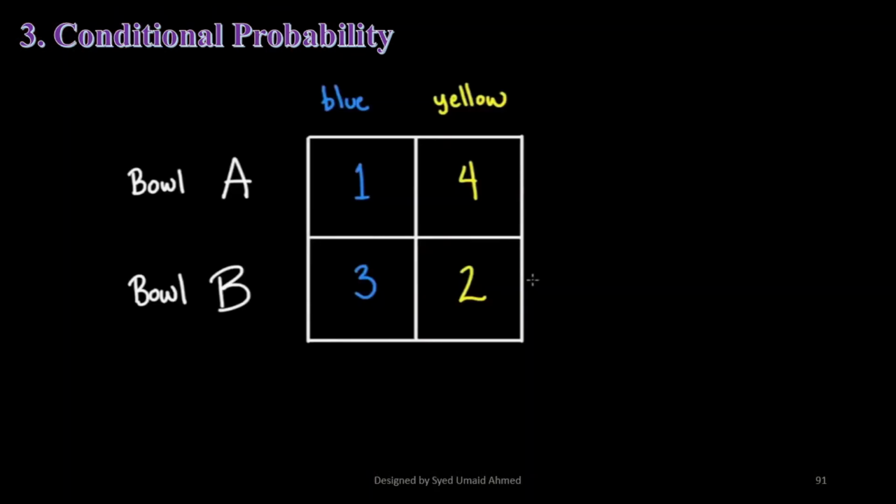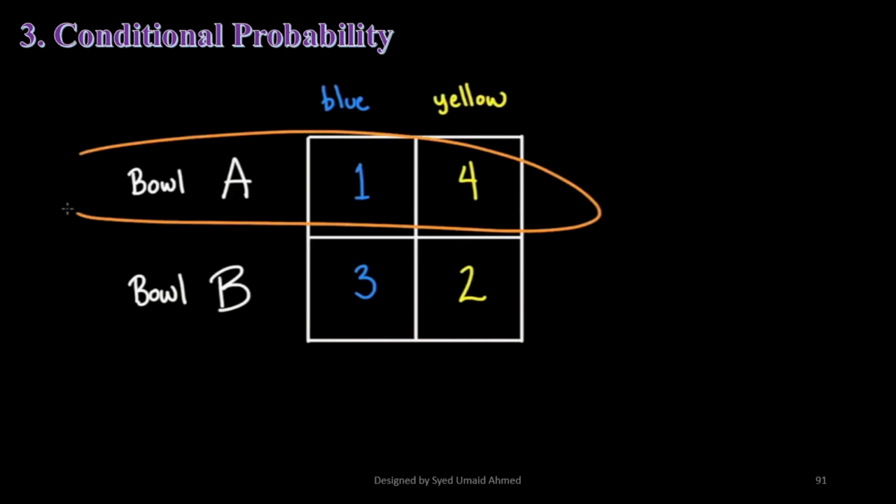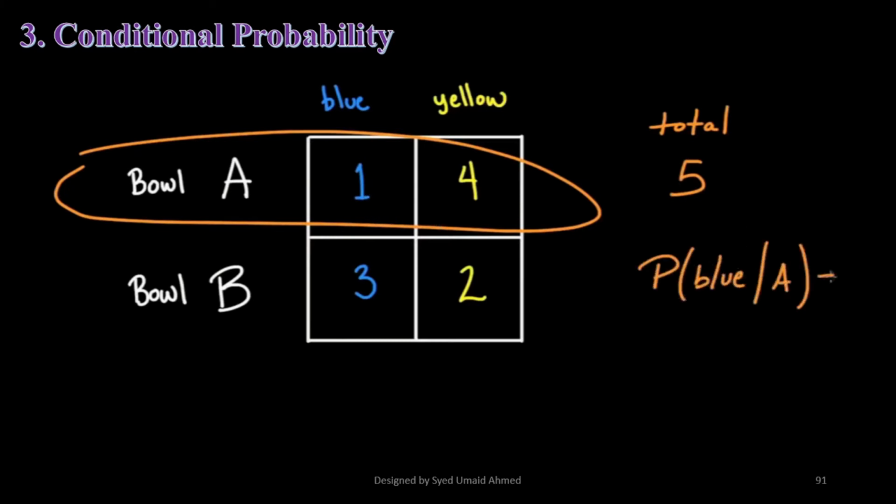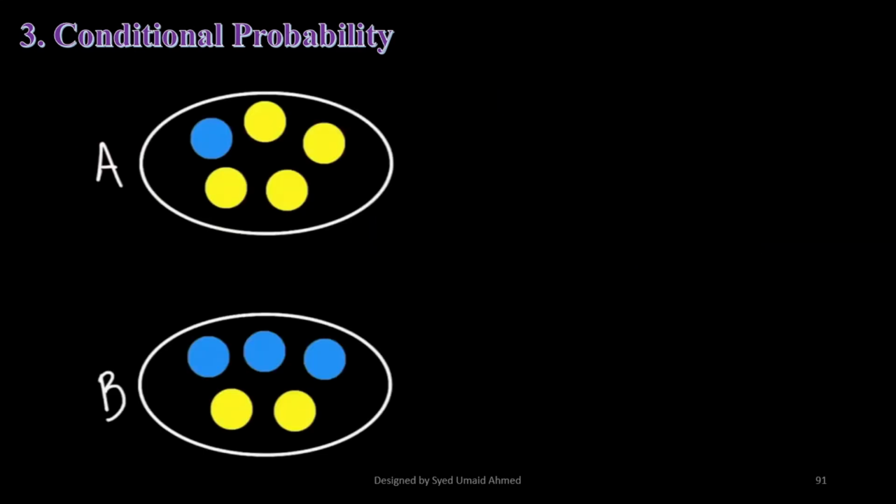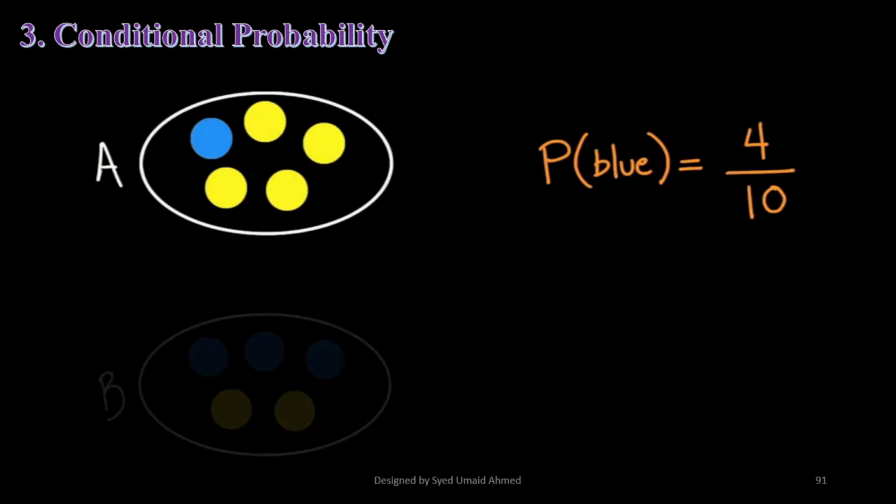Let's go back to the table and consider only bowl A. Bowl A contains 5 marbles, of which 1 is blue, so the probability of picking a blue one is 1 in 5. Notice that the probability has changed. In the first scenario, the sample space consists of all 10 marbles, because we are free to draw from both bowls. In the second scenario, we are restricted to bowl A. Our new sample space consists of only the 5 marbles in bowl A. We ignore the marbles in bowl B.